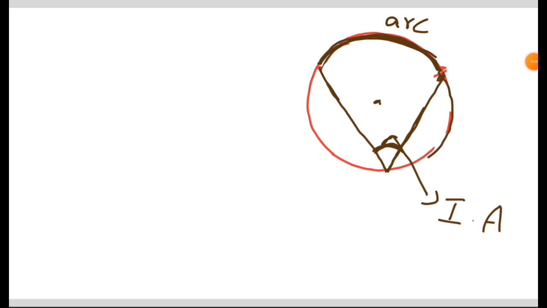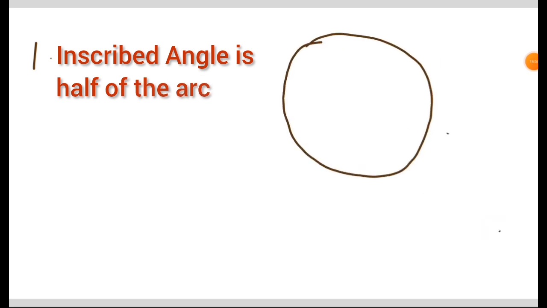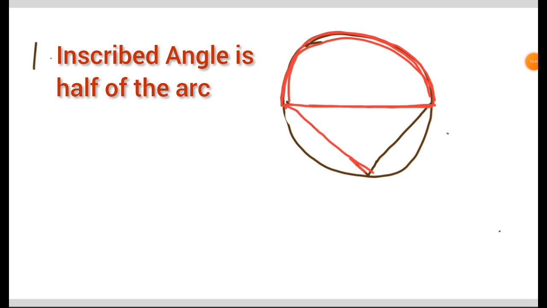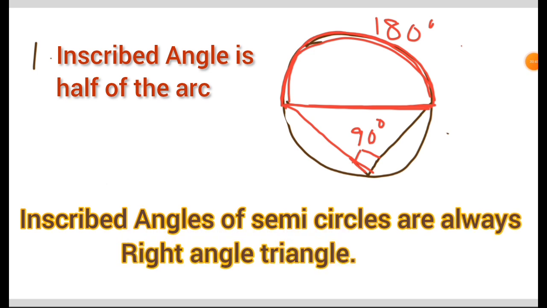The theorem states that number 1, the inscribed angle is half of the arc. If you have a circle, and you draw an inscribed angle like this, this is your arc. Suppose you draw a diameter, it looks like a semicircle. In a semicircle, the angle is 180 degrees. We know this. That means this arc is 180 degrees. The theorem says the inscribed angle is half of the arc. So the inscribed angle is 90 degrees. Inscribed angles of semicircles are always right angles.